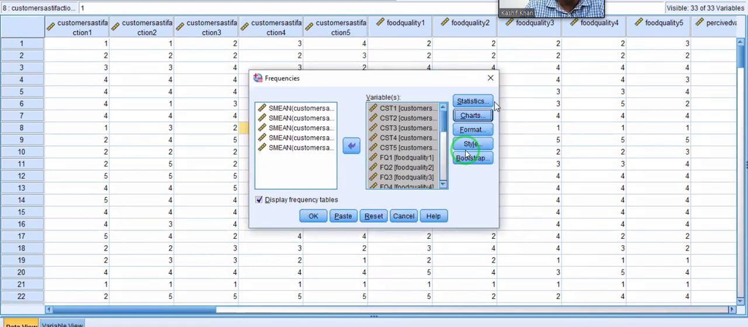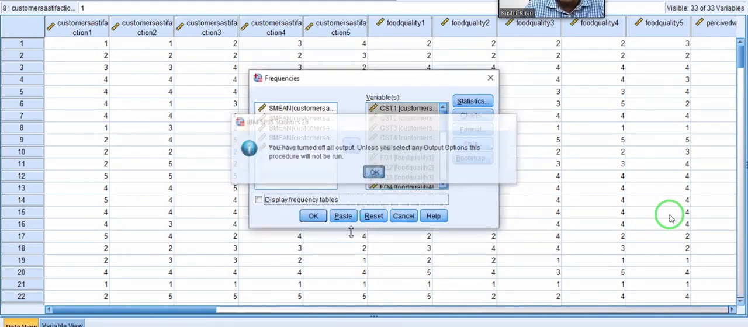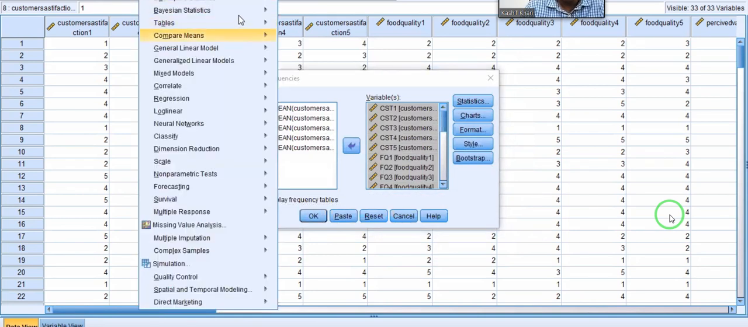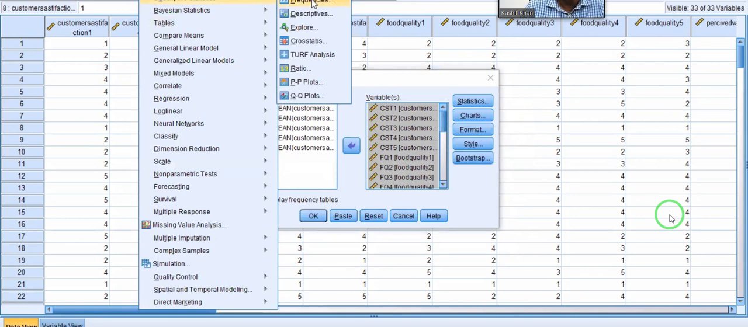Oh, okay. Where am I? Frequency. Just leave it as it is. Everything leave as it is. Don't do anything. Display frequency table. No, I don't need frequency table. Just click OK. So I went here, analyze, then I went to descriptive, and then I went to frequency, right?